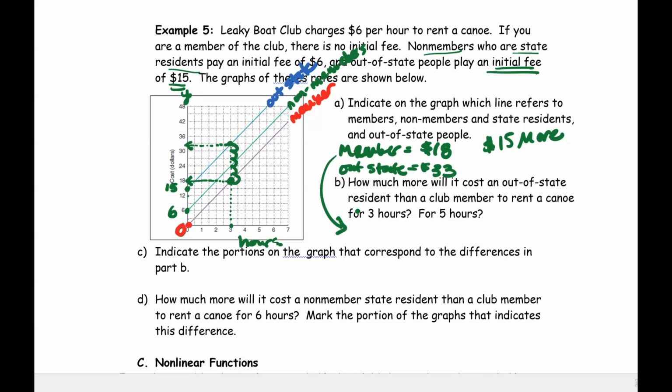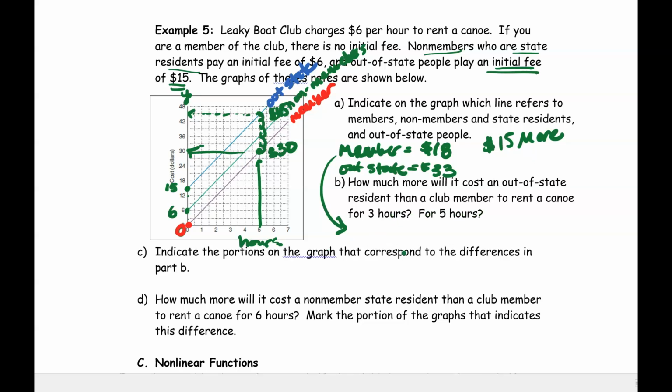And then for 5 hours, let's do the same thing. So I'm going to go on the x-axis where I see 5, and I'm going to go up here and indicate there's the member, and it looks like members would cost $30. And then if I go up here to out of state and we go over 42 and another 3 is $45. So it looks like that's 45. And again, it's a $15 difference, or 3, 6, 9, 12, 15. And really, it doesn't matter what number of hours I'm using the canoe for. They're always going to be $15 apart. So $15 more regardless if it's 3 or 5 hours.